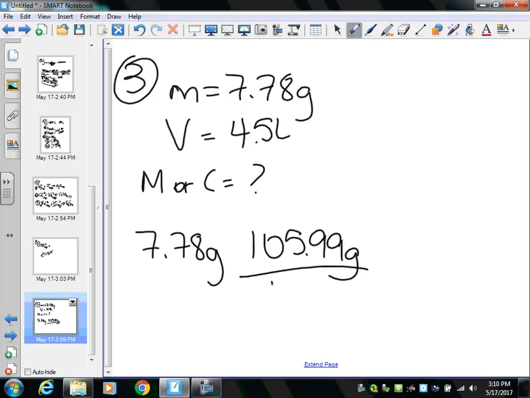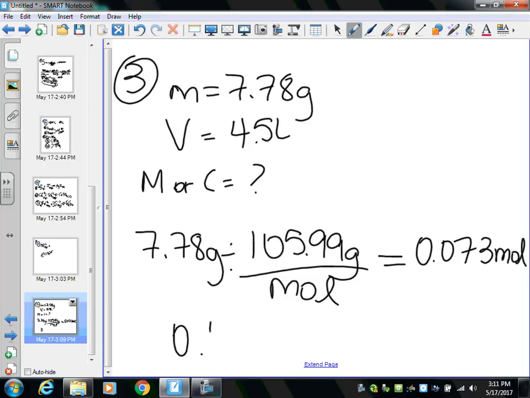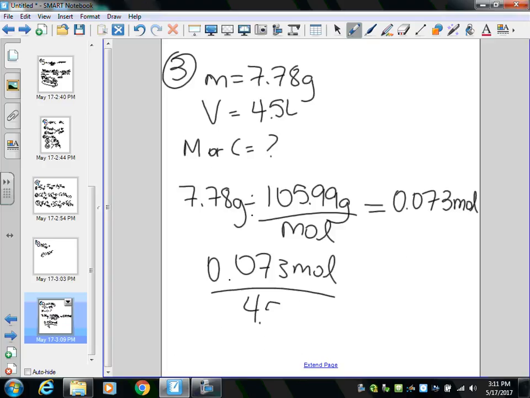105.99 grams per mole. Dividing it, right? Depends on how you'd like to see this. So then, this is 0.073 moles. Did I have that part right? Yep. Okay. So now that I found my moles, how am I getting down to my molarity or concentration? Divide by my volume. What's my volume? Good. So I'm just going to write this over here just so I don't confuse anybody or myself. What do I get? 0.06. Done.